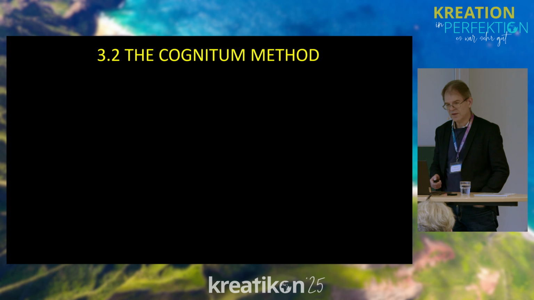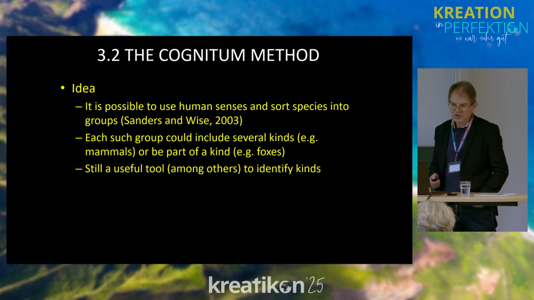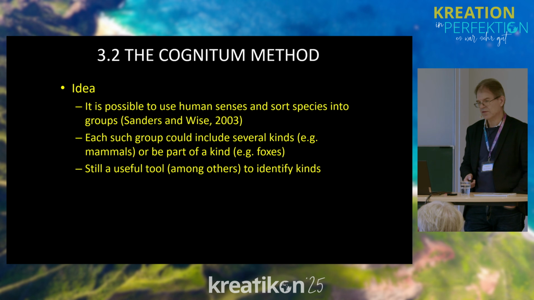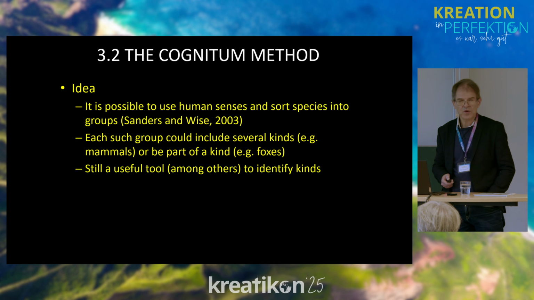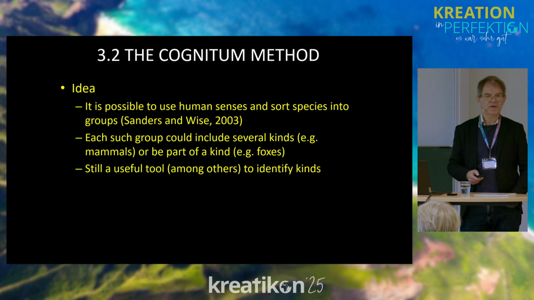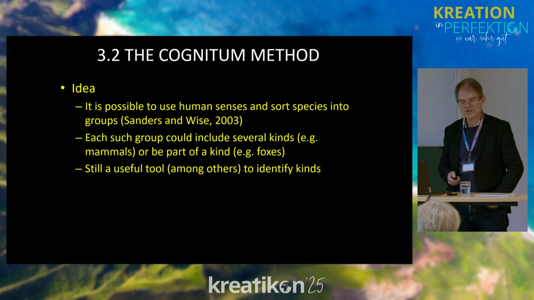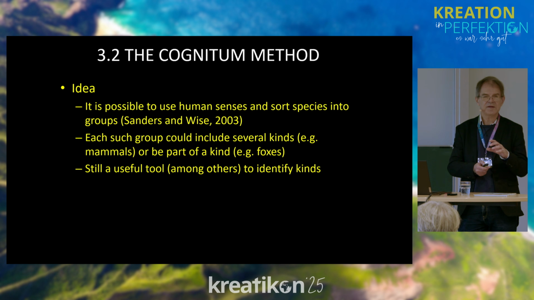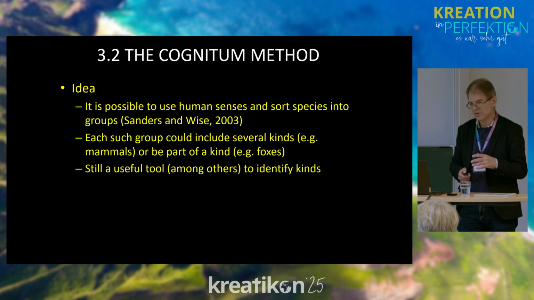The second method is the so-called cognitum method. The general idea, going back to a paper by Saunders and Wise from 2003, is that it is possible to use human senses to sort species into groups. Those groups need not be at the kind level, because we can think of all the mammals, which taxonomically is higher up, having certain shared features, or we can also look at species within a kind, like all foxes.